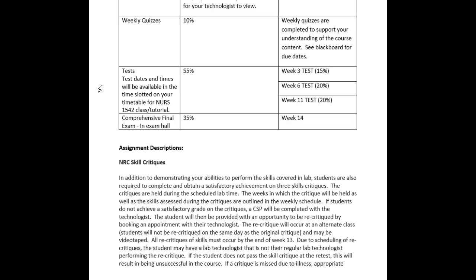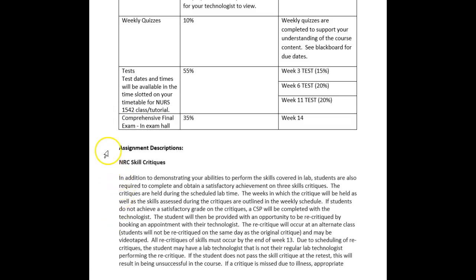The content outlined for these tests is outlined in our weekly schedule on page 2 of the syllabus. These are comprised of multiple choice questions that you will answer, and you will be given a grade based on your response. Then the final exam will be in week 14. This is where 35% of your mark is, and it is a comprehensive final, which means that it will test on content from week 1 all the way to week 13 in the course.